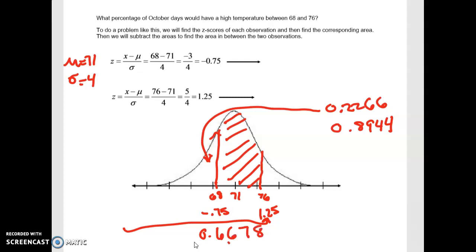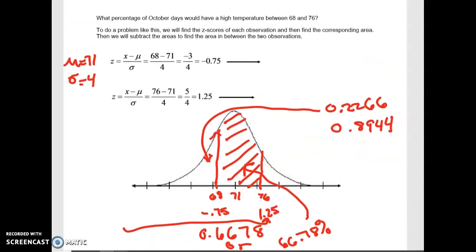Or expressed as a percent, this is 66.78% of the curve sitting right there. This area is that shaded area right there. Well, I hope this helped doing it manually. In the next video here, I'm going to show you how to do it on the computer.